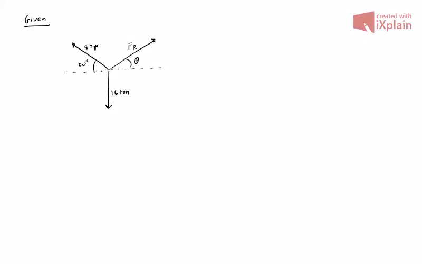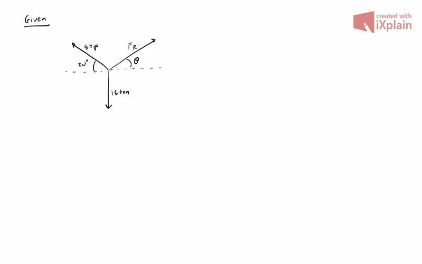So for this example, we're given an MRAP weighing 16 tons hanging from two support cables. We know that one of the cables has 8 kips of tension and is at a 20-degree angle, and we're asked to solve for the angle and tension in the second cable.